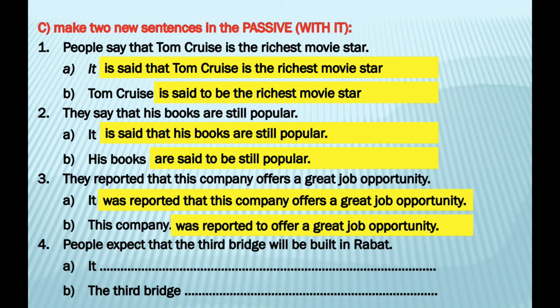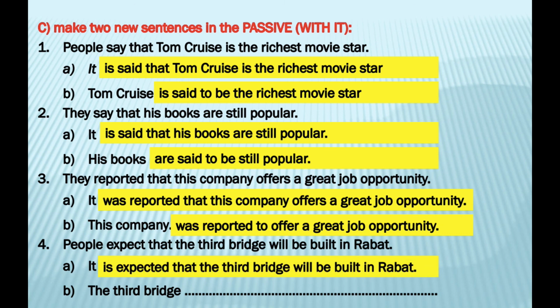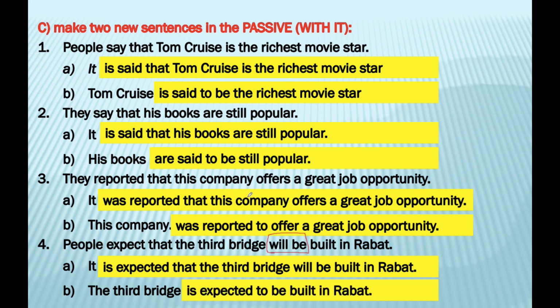Number 4, people expect that the third bridge will be built in Rabat. It is expected that the third bridge will be built in Rabat. The verb that we are going to change here is the verb to be. We are going to change it to infinitive. The third bridge is expected to be built in Rabat.